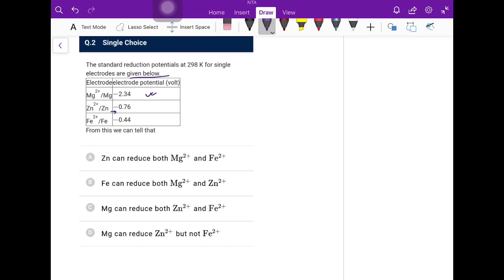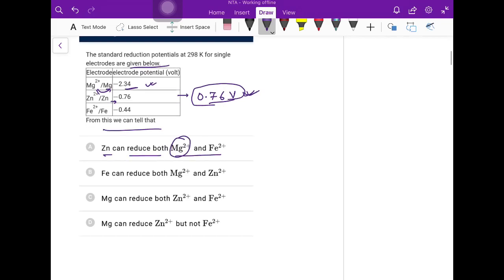So we have to choose the correct answer. From this we can tell that zinc can reduce both Mg2+ and Fe2+. When zinc can reduce, it means zinc itself will get oxidized, and when zinc gets oxidized, the oxidation potential is 0.76 volt. So it produces 0.76 volt, and you need to reduce Mg2+ to Mg. So reduction needs 2.34 volt, but the potential provided by zinc is only 0.76, so it cannot get reduced. So this is not the correct answer.